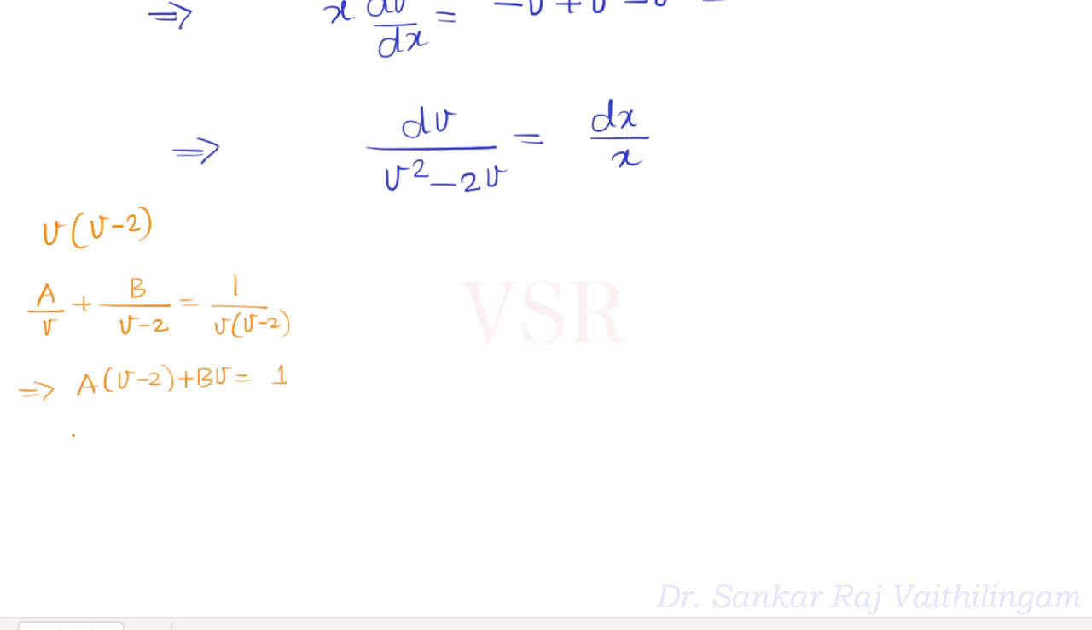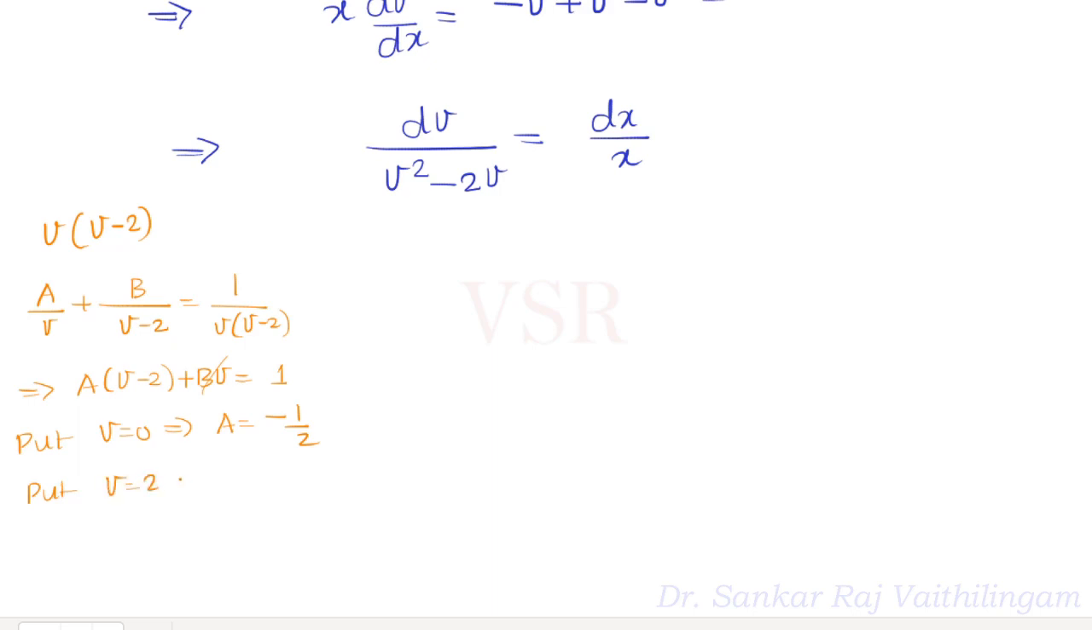அப்போ put v is equal to 0. So this implies that a is equal to minus 1 by 2. கரெக்டா? b க்கு பதிலா 0 போட்டா இது 0 ஆயிரும், இந்த இடத்துல 0. அப்போ minus 2a which is equal to 1. Therefore a equal to minus 1 by 2. இப்போ put v which is equal to 2.